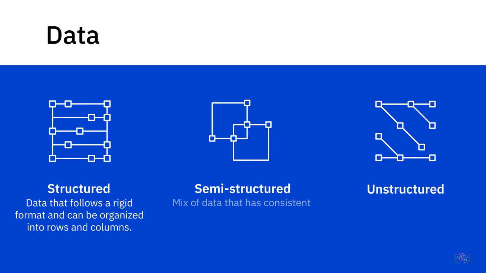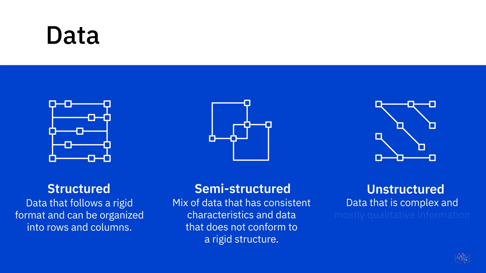Semi-structured data is a mix of data that has consistent characteristics and data that doesn't conform to a rigid structure. For example, emails. An email has a mix of structured data, such as the name of the sender and recipient, but also has the contents of the email, which is unstructured data. And then there is unstructured data, data that is complex and mostly qualitative information that is impossible to reduce to rows and columns. For example, photos, videos, text files, PDFs, and social media content.